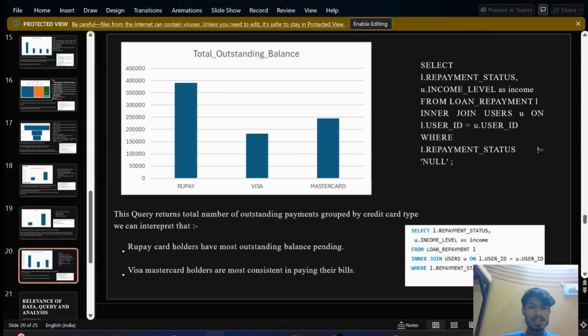So in this we can see the total outstanding balance of different card types. The users who have a RuPay credit card have an outstanding balance of around 3,80,000. For Visa credit card, it may be 1,80,000 or 1,75,000. Mastercard holders are 2,40,000. So let's try to run this query in MySQL.